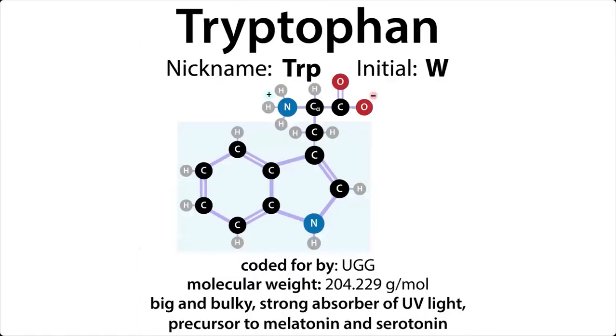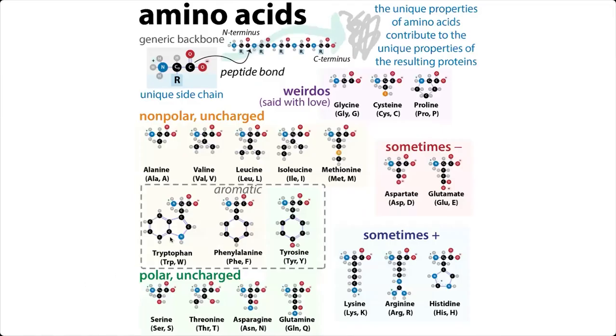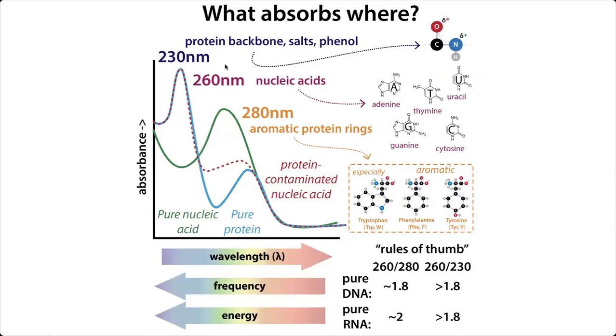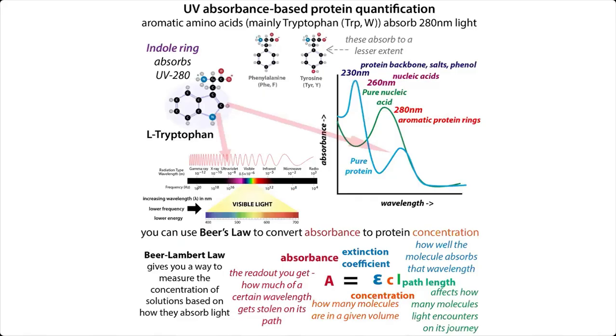The amino acid tryptophan, as well as the other aromatic amino acids, so these ones with these resonance stabilized rings we'll talk about, absorb UV-280 light, so light with a wavelength of 280 nanometers. If you shine this UV-280 light at them and then look to see how much of that light is stolen, you can then see if protein is present, and if so, how much protein is present.